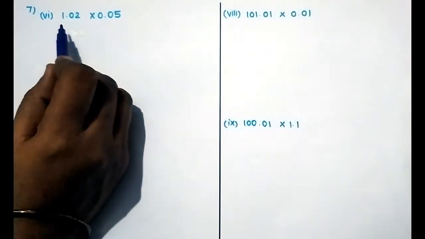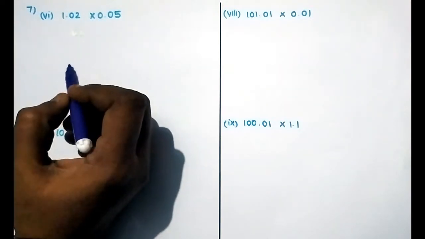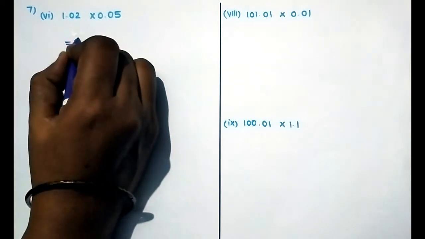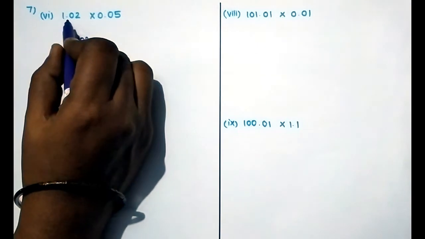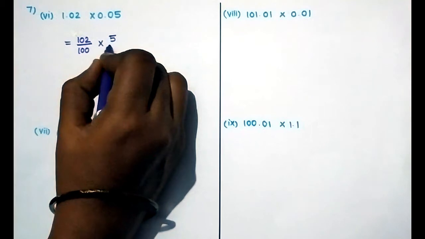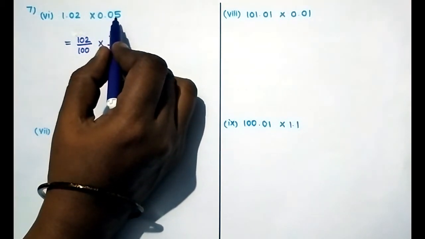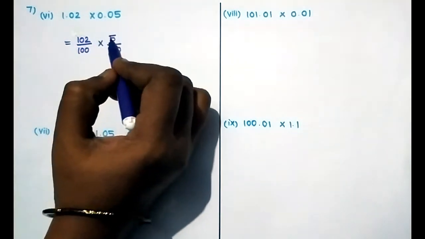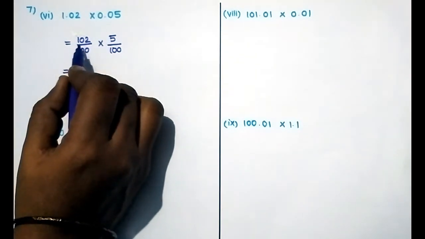7th sum, 6th subdivision, 1.02 into 0.05. Write down in fraction form. 102 divided by 100. After the decimal point 2 digits, so 100. Here 5 by 100. Before the number there is 0, means there is no value, so no need to write that. Now 102 into 5.